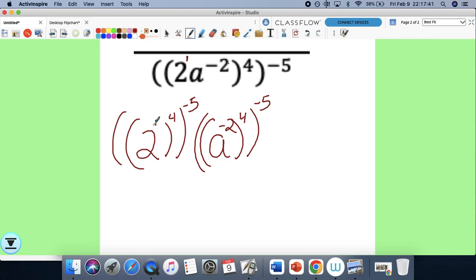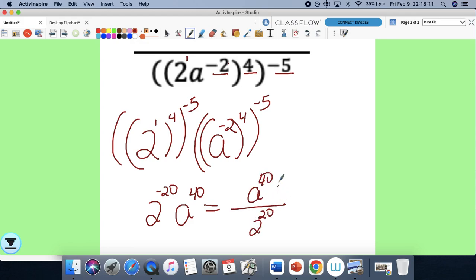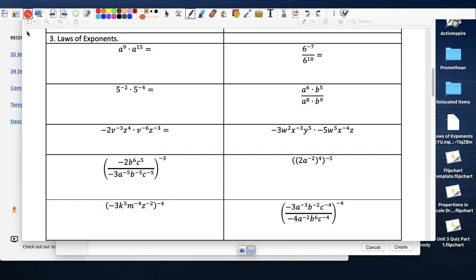Now, final answer is going to be all the exponents being multiplied by each other. So for the 2, a power of 1 times 4 times negative 5. So that's going to be 2 to the negative 20th power. The A is A to the negative second times 4 times negative 5. So that's going to be positive 2 and 4 is 8. 8 times 5, positive 40. Now remember, you can't leave your answer with a negative exponent. So the A to the 40 stays up, but 2 to the negative 20, we're going to change it to a positive exponent, and therefore it travels to the denominator.